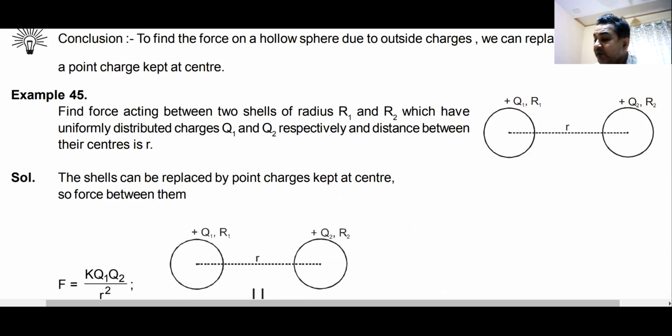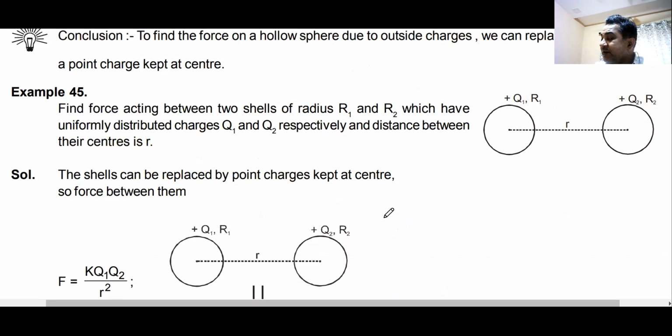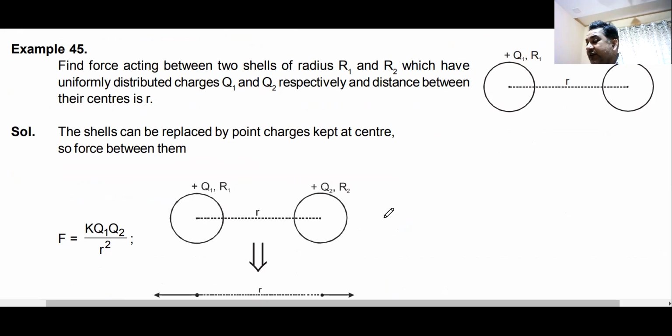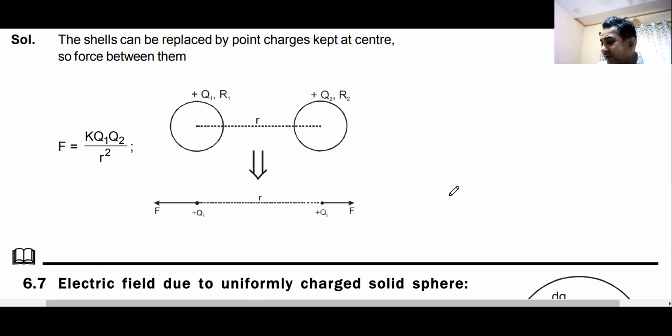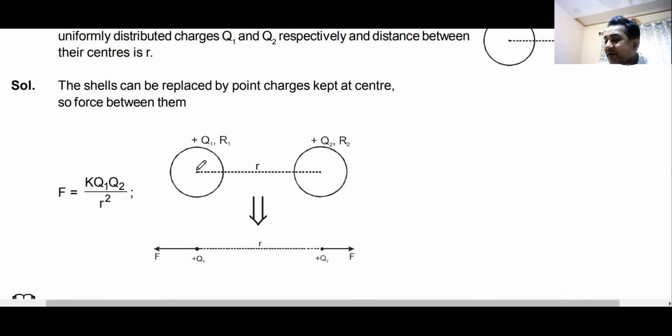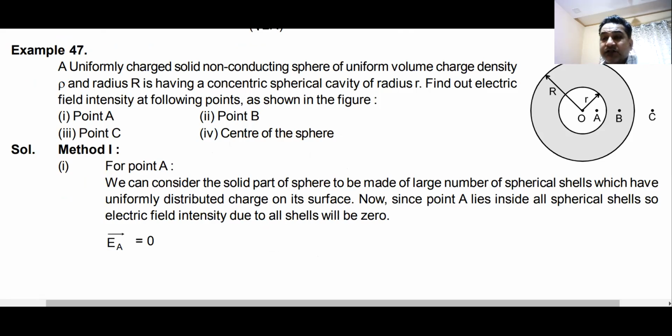Find the force acting between two shells R1 and R2 which have uniformly distributed charge Q1 and Q2, and the distance between their centers is R. So what will be the value for this? It will be same as, you can replace these by 2 point charges, one placed here, the other placed here. So K Q1 Q2 by R square. The question is simple. So whenever you have a question like this, you should be able to solve it perfectly.